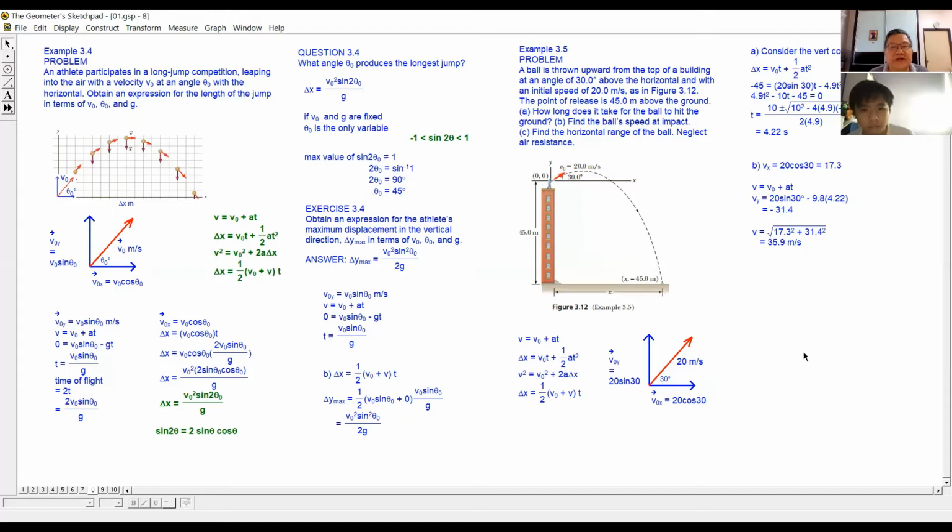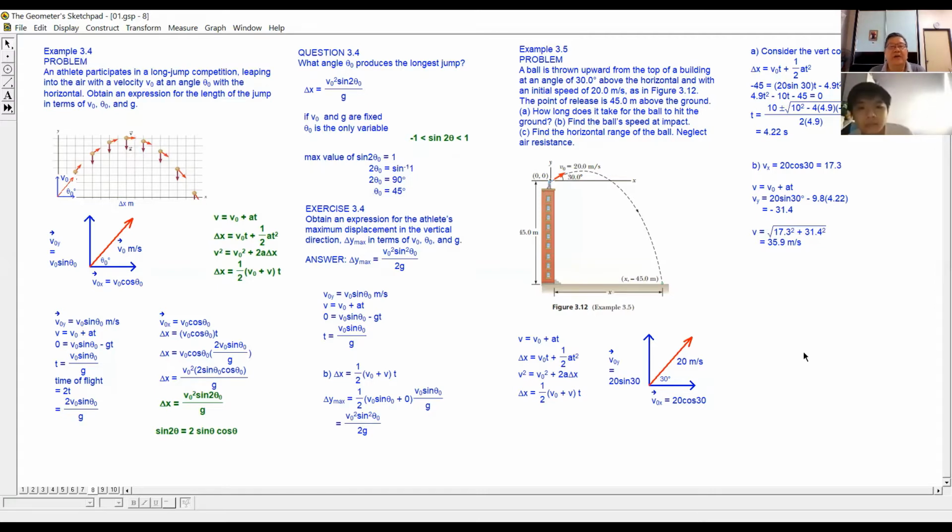Read the next question. Obtain an expression for the athlete's maximum displacement in the vertical direction, y maximum, in terms of v naught, theta naught, and g.